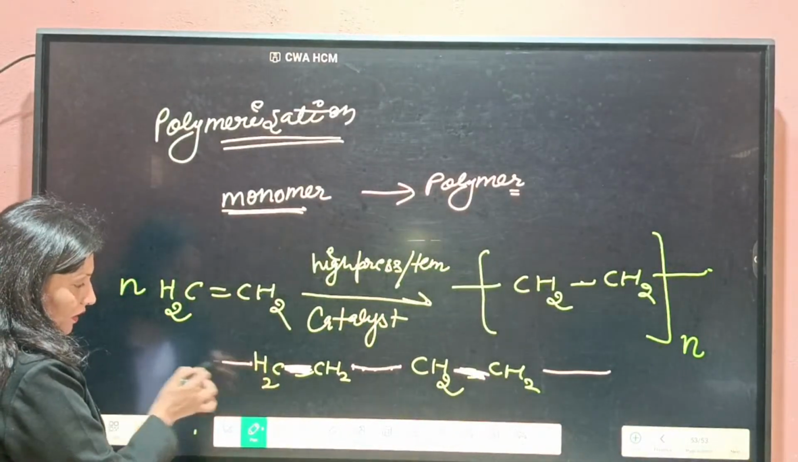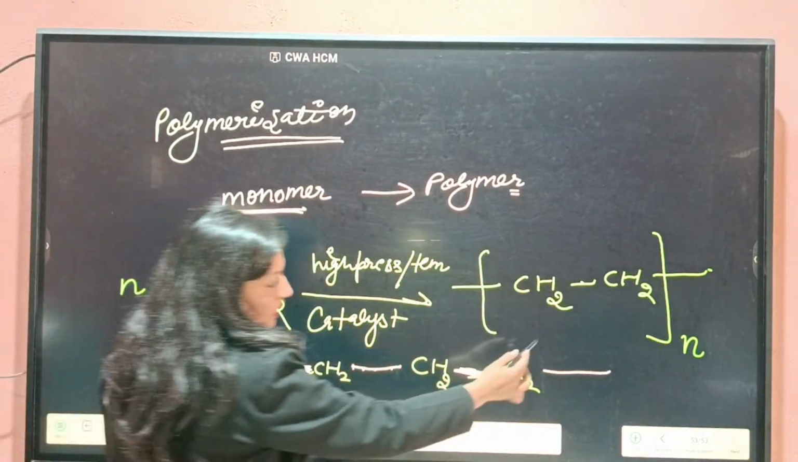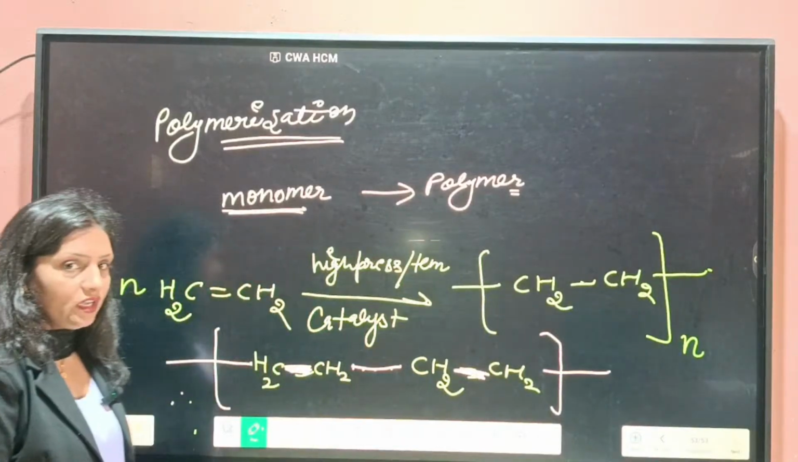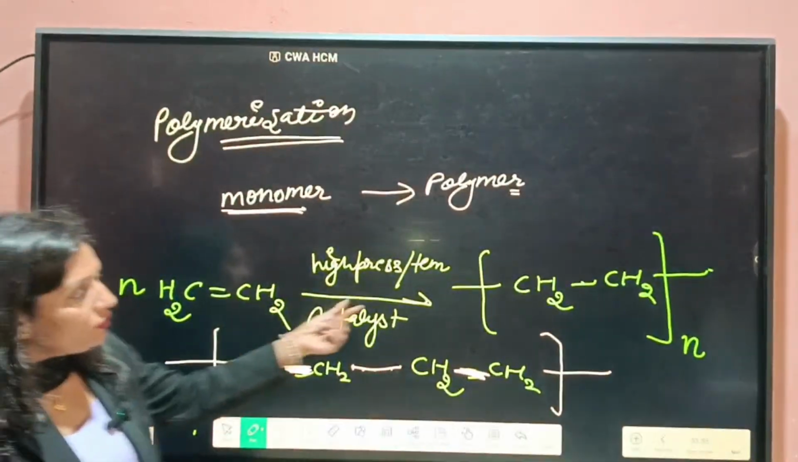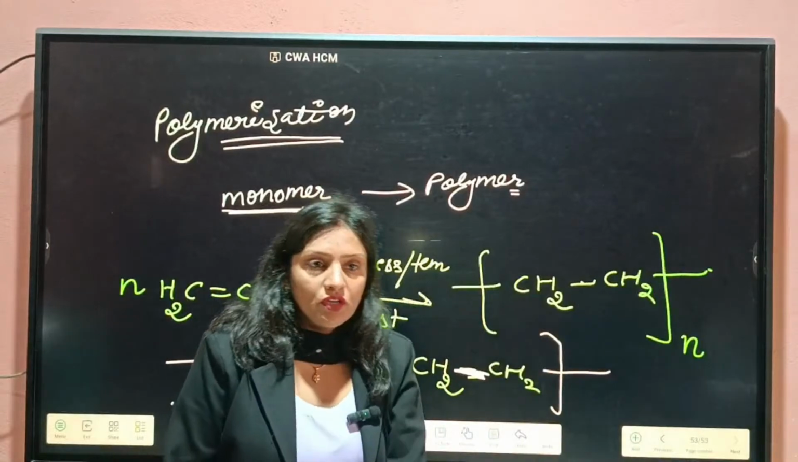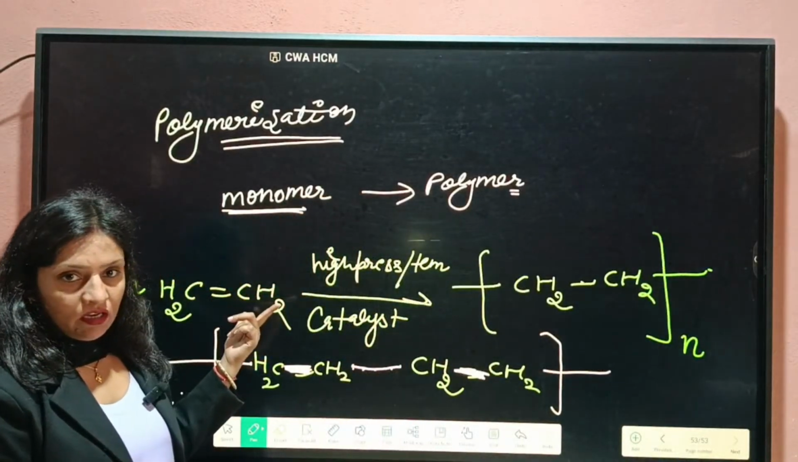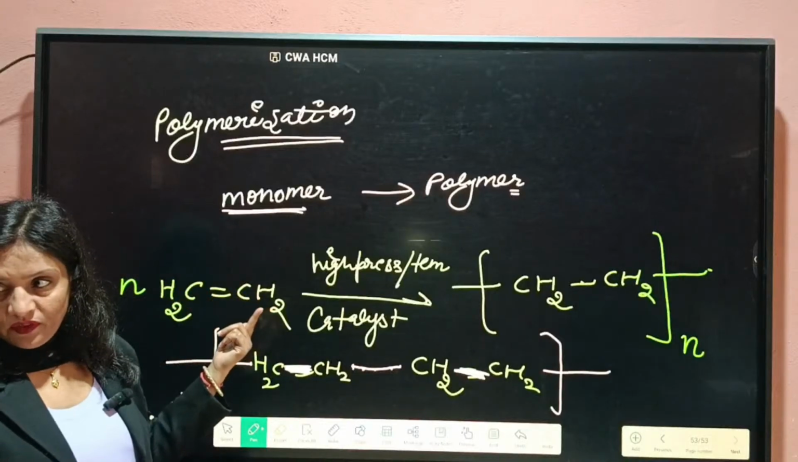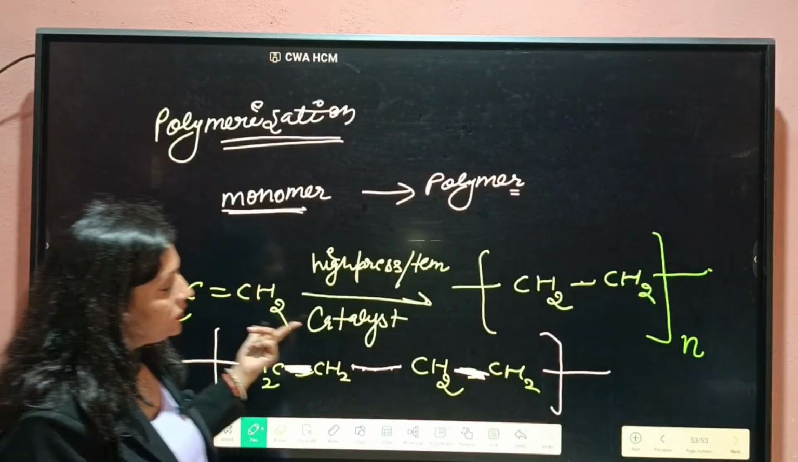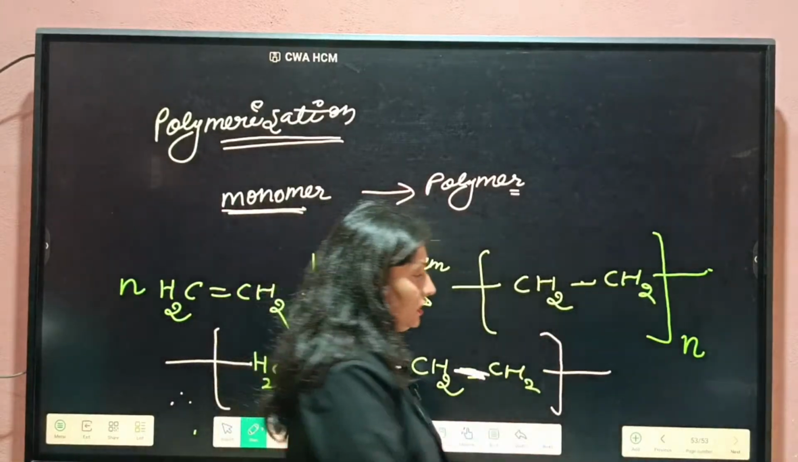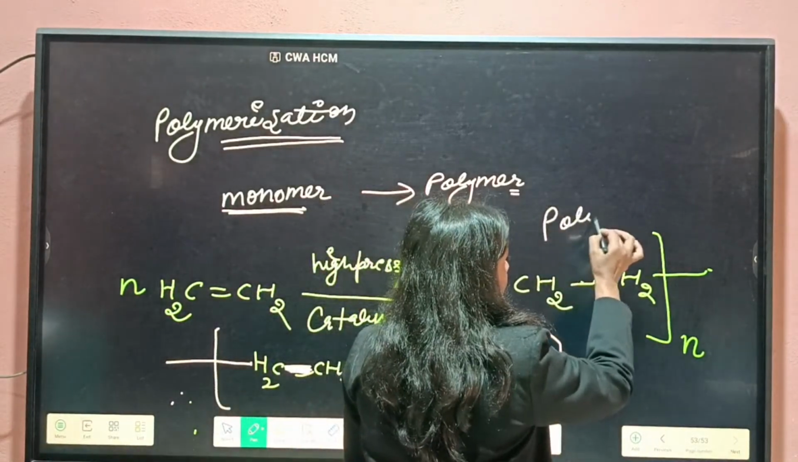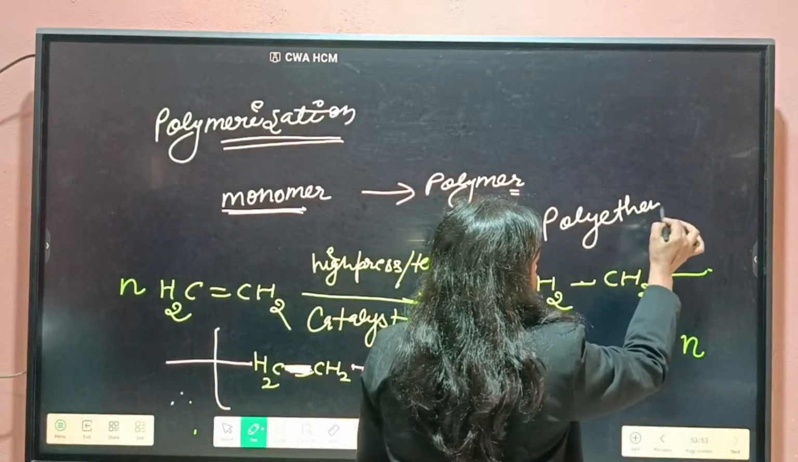Okay, if it will break, then in this way we can write. So this double bond is going to break, and in this way they are forming. When n units of ethene get polymerized, combined with each other, they form polyethene. This is the formula for polyethene.